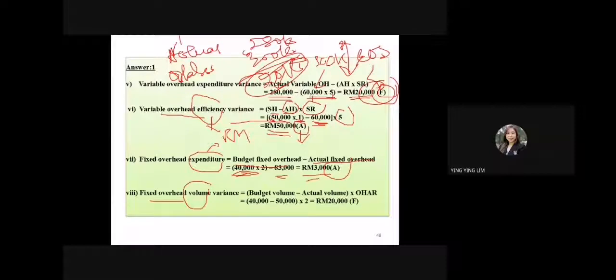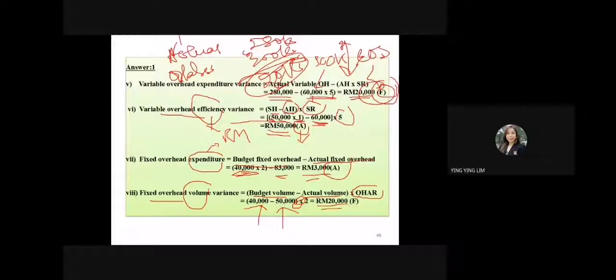Fixed overhead volume. Volume is the basis. So you are comparing. Now, for fixed overhead, the basis here is units. So I have to compare my budgeted volume with my actual volume. So my budget production is 40,000 units. My actual production is 50,000 units. So 40,000 minus 50,000 multiplied with OAR rate, which is 2 ringgit per unit. So you get 20,000 ringgit.